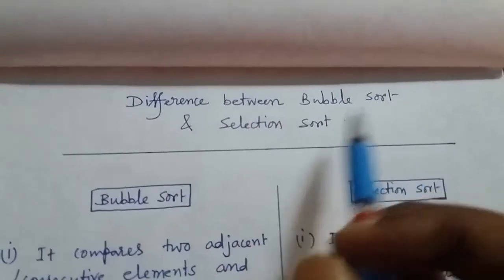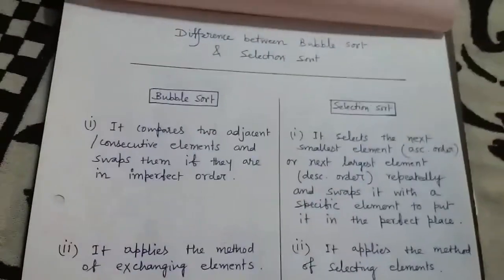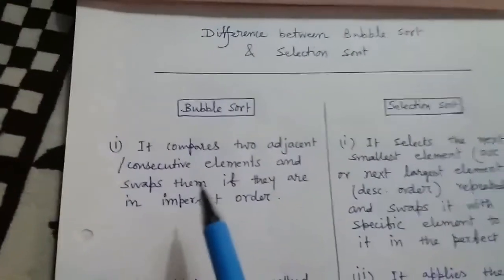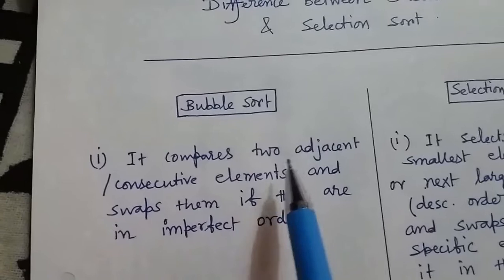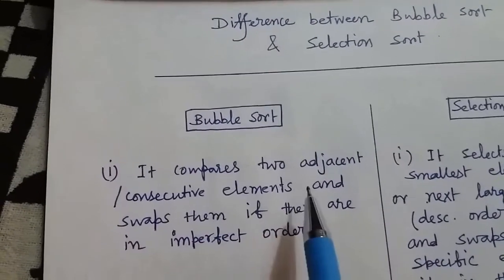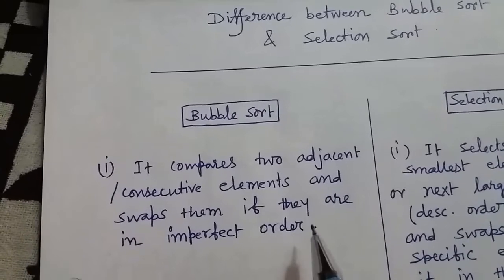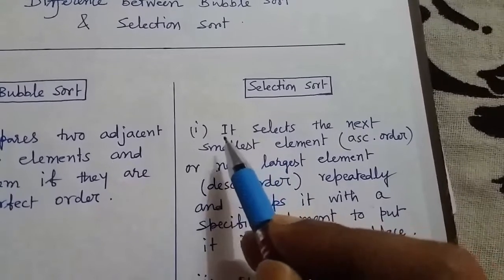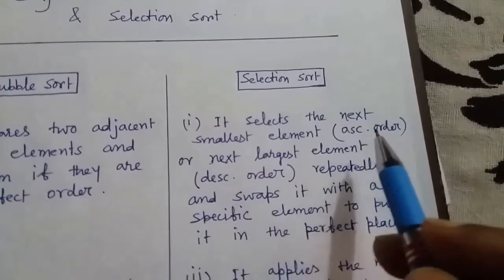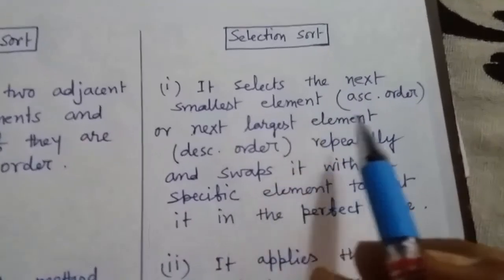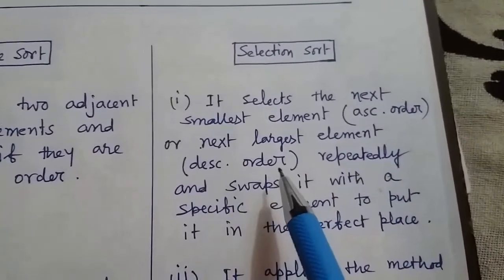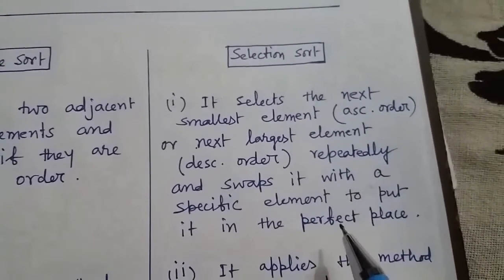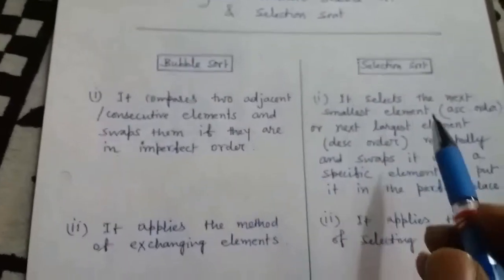So now the difference between bubble sort and selection sort. So here I have made a difference table. On the left hand side bubble sort and on the right hand side selection sort. So the first point, it compares two adjacent or consecutive elements and swaps them if they are in imperfect order. This is bubble sort. But in case of selection sort, you have noticed that it selects the next smallest element in case of arranging elements in ascending order, or next largest element in case of arranging in descending order repeatedly, and swaps it with a specific element to put it in the perfect place. This is point number 1.